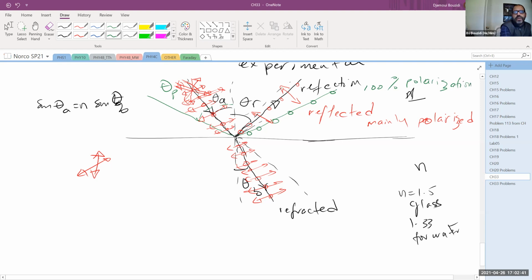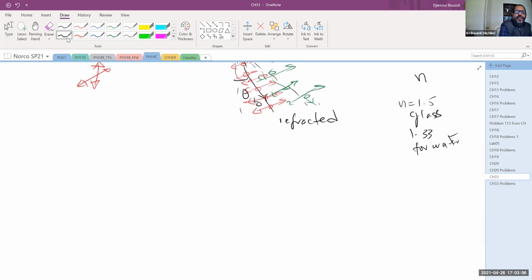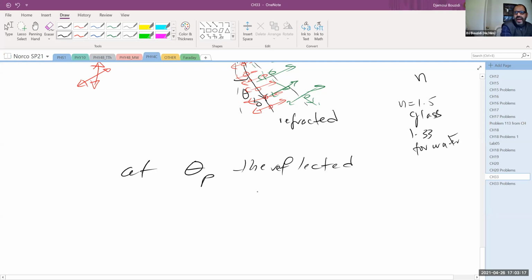Of course, in this case, this one will have all kinds of random stuff that we don't care about. At this point, we care only about this one. But the theta P will be equal to theta P in here. This angle in here also is 90 degrees. So Brewster's observation is that at theta P, at this angle, the reflected light is polarized.